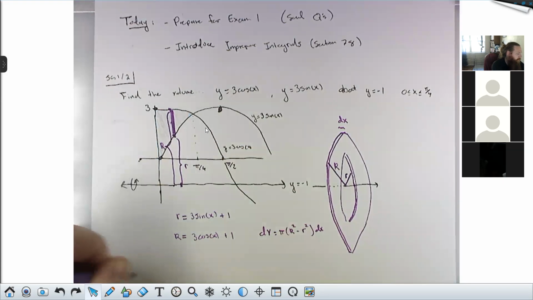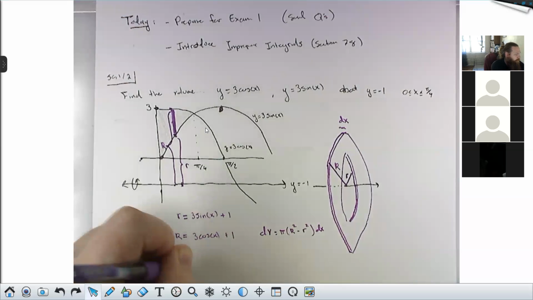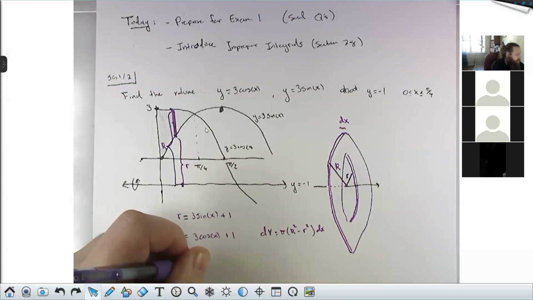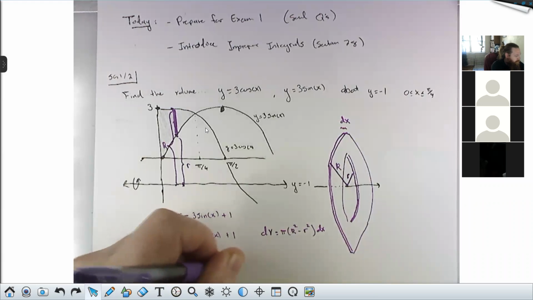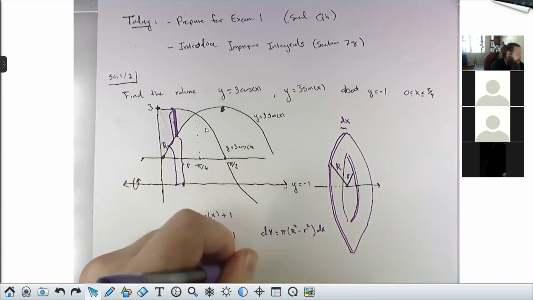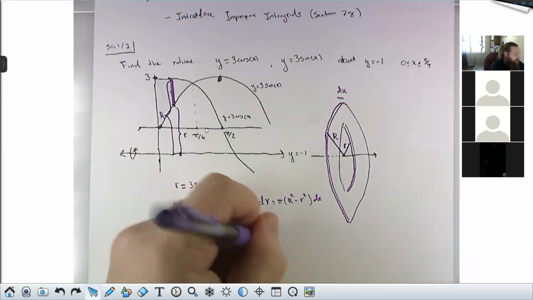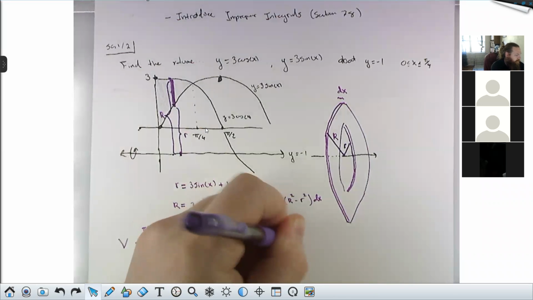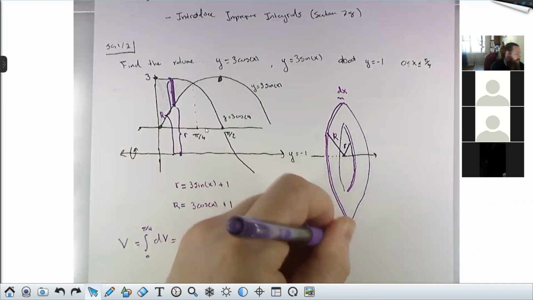So my volume, the integral from 0 to pi over 4 of dV, which is pi times the integral from 0 to pi over 4 of big R squared, which is (3 cos x plus 1) squared, minus little r squared, which is (3 sine x plus 1) squared, all times dx.